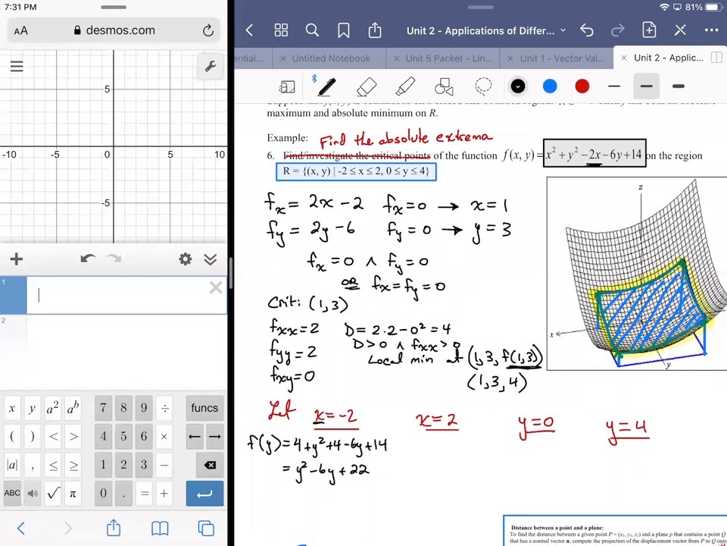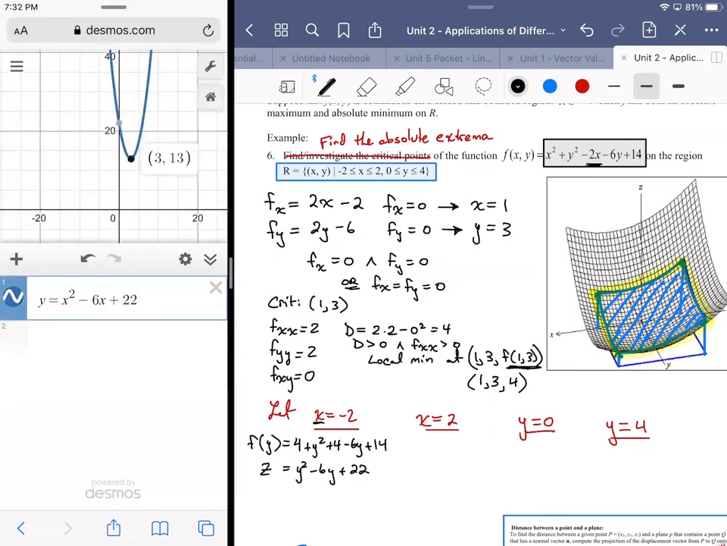Okay. What I want to do is find the minimum or maximum related to this. So the highest or lowest point, the vertex, for this function. Okay, so z equals y squared minus 6y plus 22. What I'm going to do is write it in as y equals x squared minus 6x plus 22.